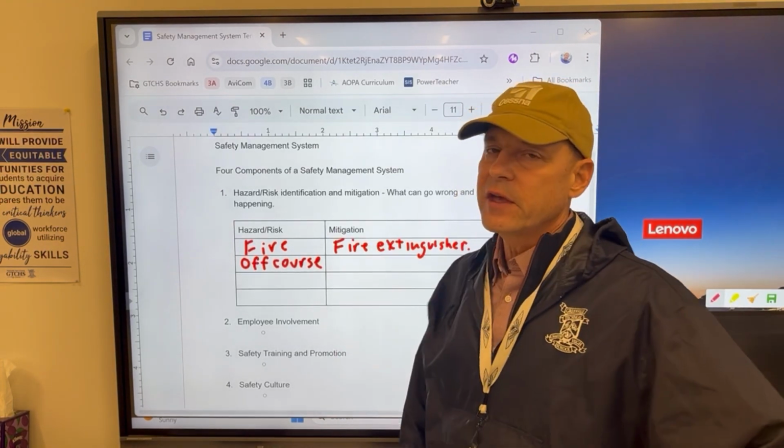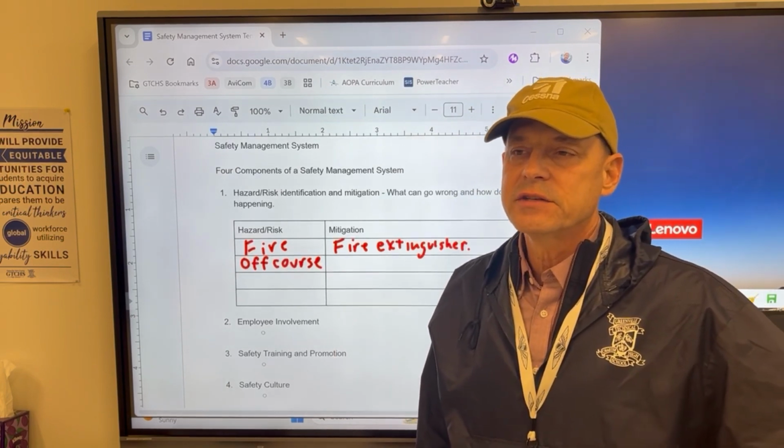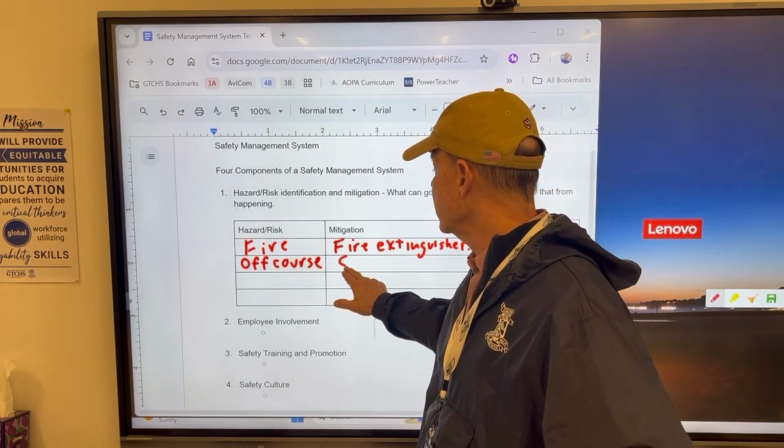So one of the things that we can do to mitigate that risk is to make sure that we do have a nice stable design. So we'll do a stability test.